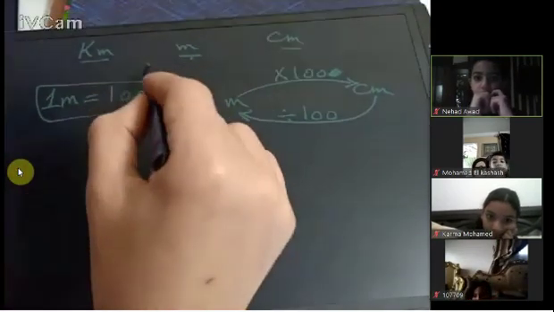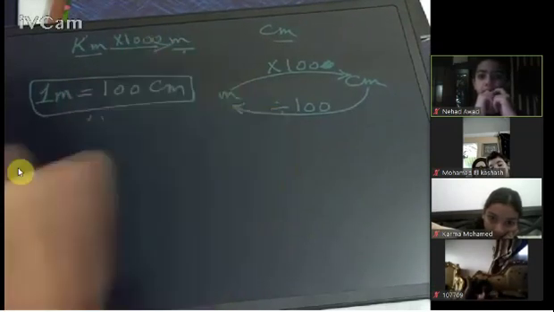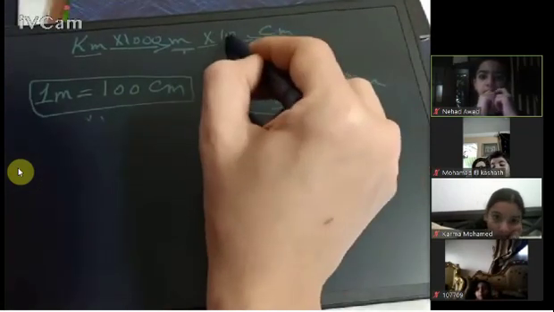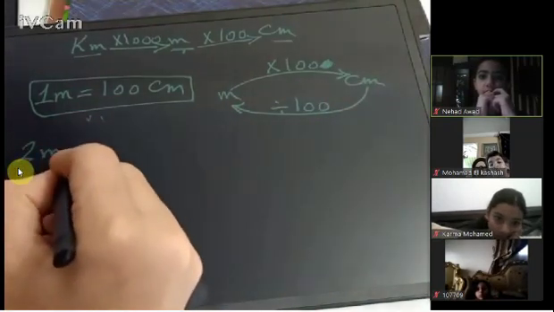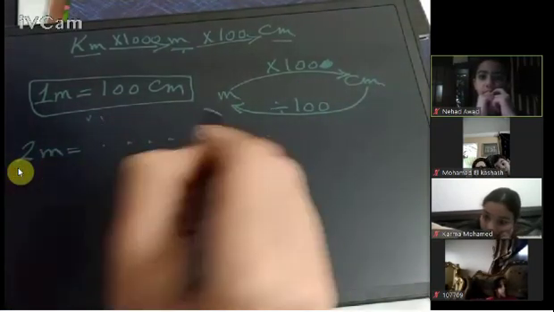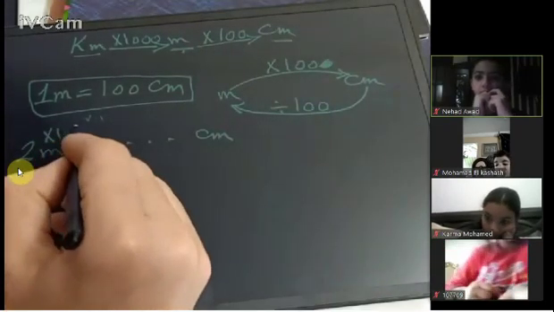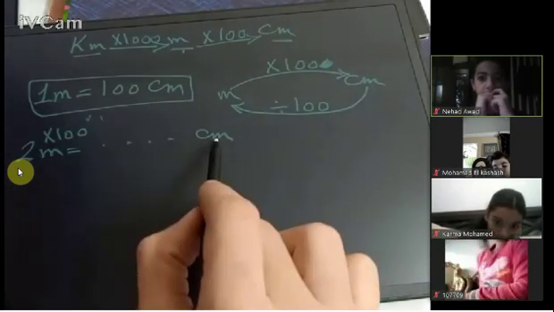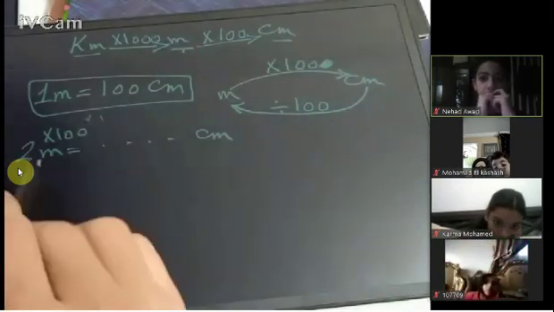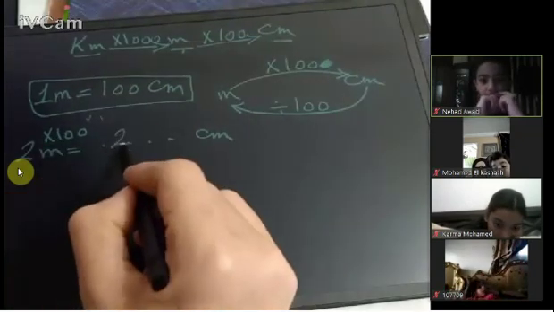So if we write here a relation from kilometer to meter, multiply 1,000. But from meter to centimeter, multiply 100. So if we have 2 meters equals how many centimeter? From meter to centimeter, multiply 100. From big to small, because the meter is for the bigger things and the centimeter for the small things. From big to small, multiply 100. 2 multiply 100 equals what? 200.